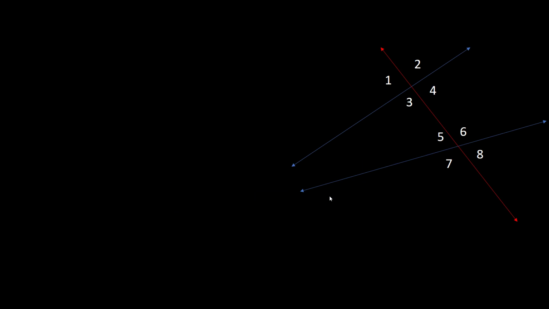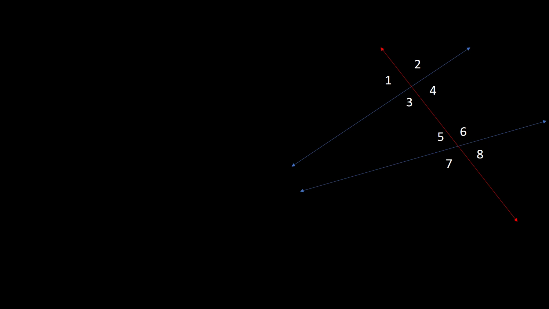Now let's take a look at the next picture over here. We have two blue lines and the red line cutting through. So the red line would be a transversal because it is cutting through multiple lines. Now notice that when the red line cuts through, we have different angles that are created. Here we have 1, 2, 3, 4, 5, 6, 7, 8 different angles.